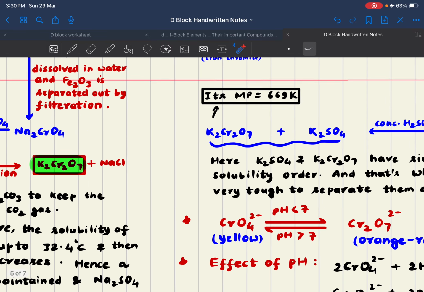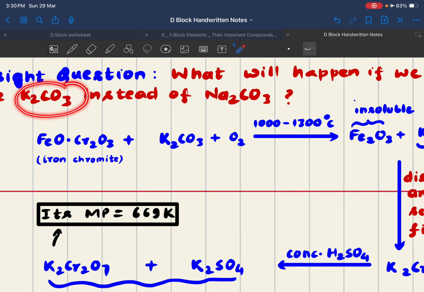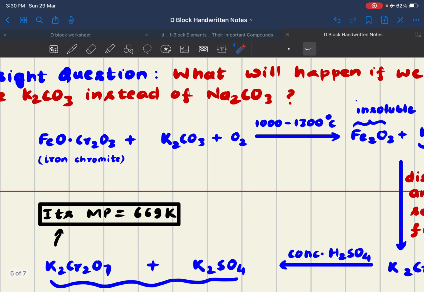But then you may have a question: sir, if I use K2CO3 instead of Na2CO3, in place of Na2CO3, then what will happen? You can think about this question, right? Then we can directly get K2Cr2O7, right? Then why did we prefer the first method? Why can't we prefer this method?